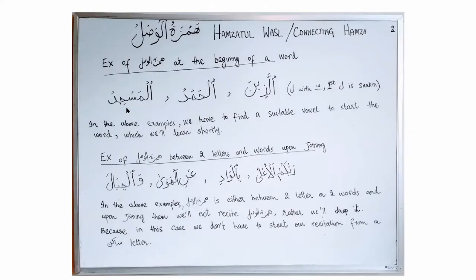So if you look into these examples, these words are starting with Hamzatul Wasl. In this case, in order to start our recitation with Hamzatul Wasl, we need to find a suitable vowel or haraka for Hamzatul Wasl. The first letter is Hamzatul Wasl and the second letter is either Sakin or it has a Shadda. When the letter comes with the Shadda, the first letter is always Sakin. This lam which is having a Shadda, if you try to break this down, there are two lams here. The first one is Sakin and the second one has a fatha. If you merge them both, this is the way you can write them down.